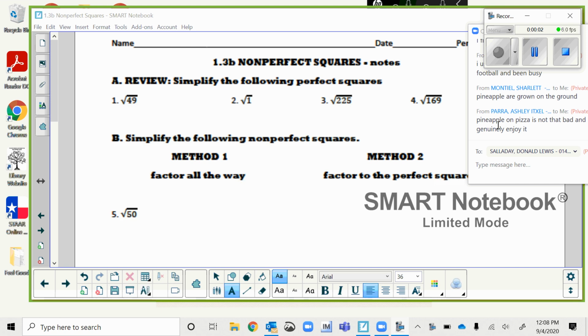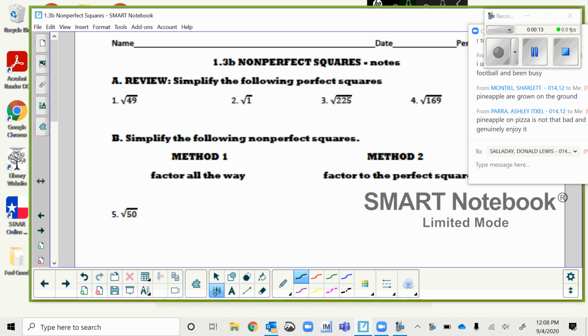So on Wednesday, we talked about square roots of perfect squares, like the ones in the A section on the notes. So just real fast, as a quick review, on number 1, what is the square root of 49? 7, good, thank you. And what's the square root of 1? 1. What is the square root of 225?